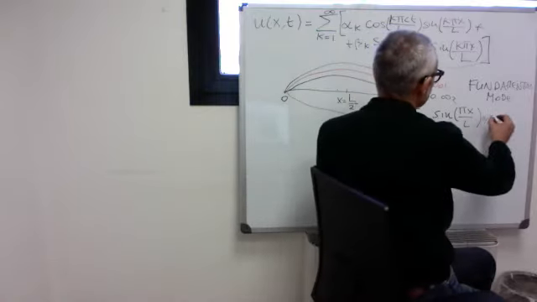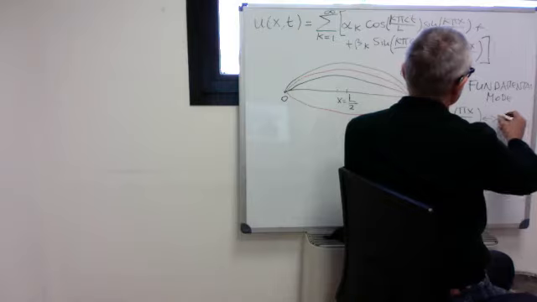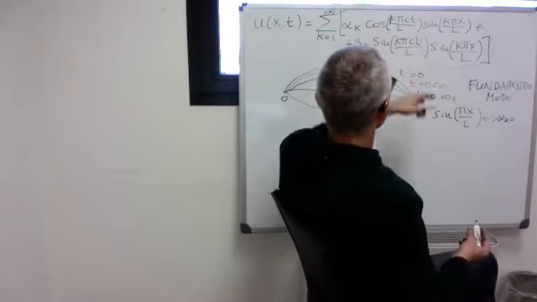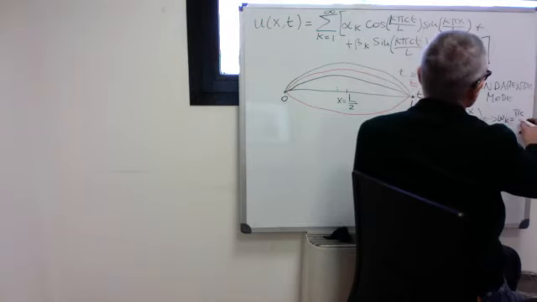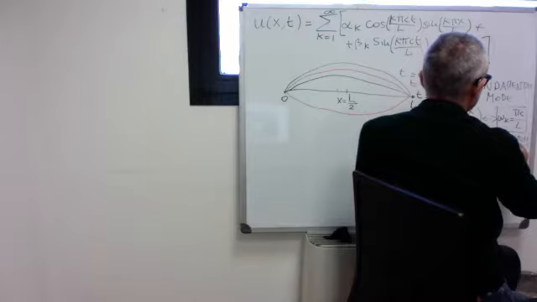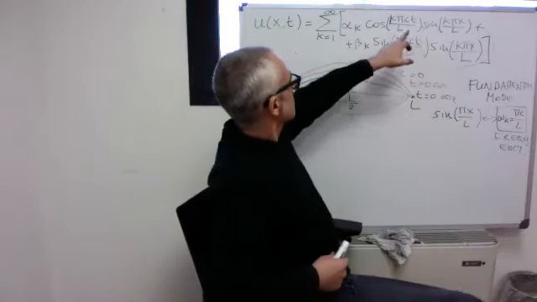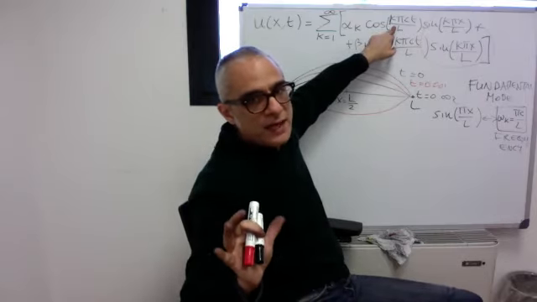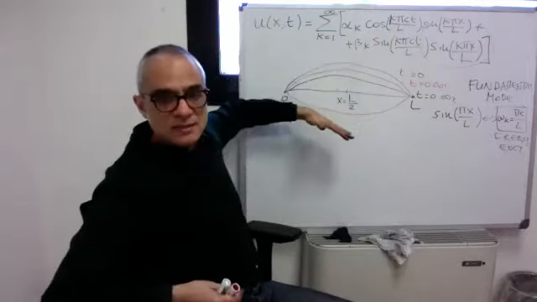to this mode we associate an oscillation in time that's described by either the cosine or the sine, depending on the initial condition, of k pi c t over L. So what I'm doing here is defining a quantity that I call frequency, which is the argument of the time-dependent factor, except for t, and that describes how fast this oscillation is.